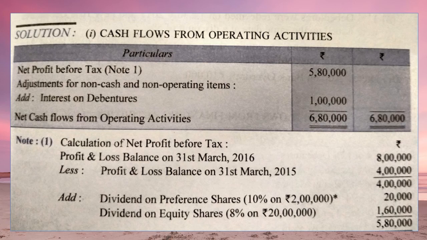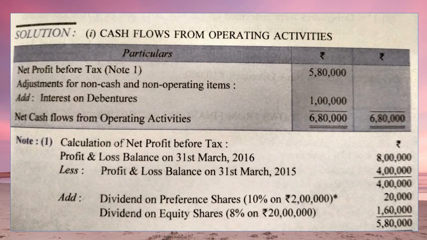We are solving cash flows from operating activities. The illustration is just guiding us to solve two parts. Part number one, it is cash flows from operating activities. NPBT has been done just now. I hope that you people might have got it. Net profit before tax, note number one, rupees 5 lakh 80,000. Add for non-cash and non-operating items, interest on debentures, that will be added, it is an expense. And when you go on to the financing activities, this 1 lakh rupees will be subtracted. There are only two related items.